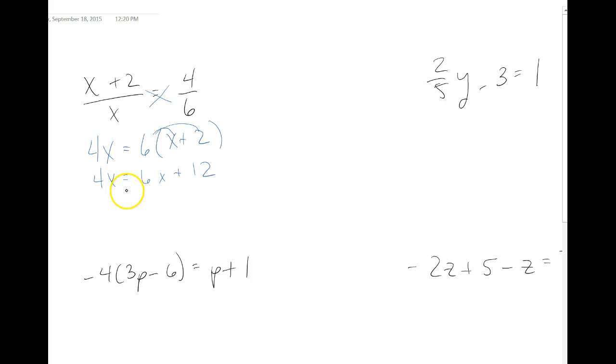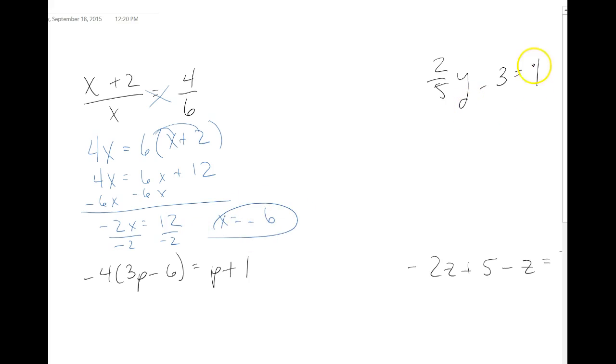And then I'm going to need the x's on one side, so I'm going to move the 6x by subtracting it. So this is going to become a minus 2x, those go away, and I have a 12, and then divide by negative 2, divide by negative 2, so x is negative 6.